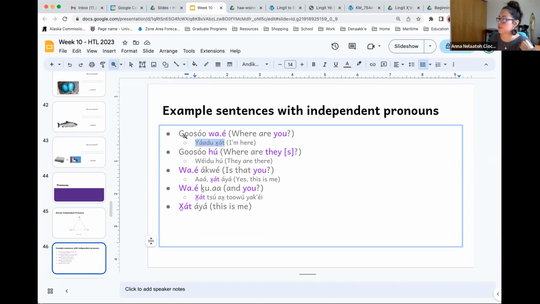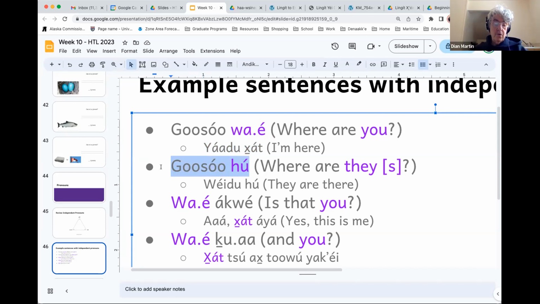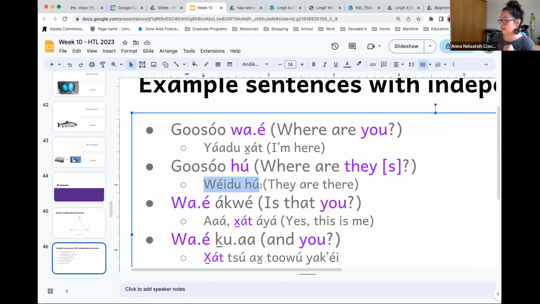I'm going to zoom in a little because it's probably small. And now I'm asking, where are they, for one person? Repeat after me. Gusuha. Kusuhu. And then you're answering there, maybe like in the room, but not quite in your arm's reach. Repeat after me. Weduhu. Weduhu.